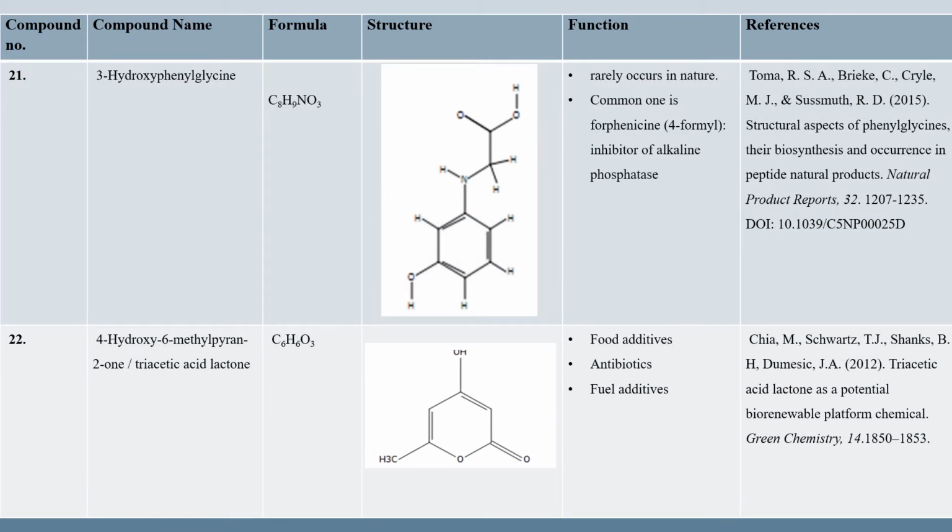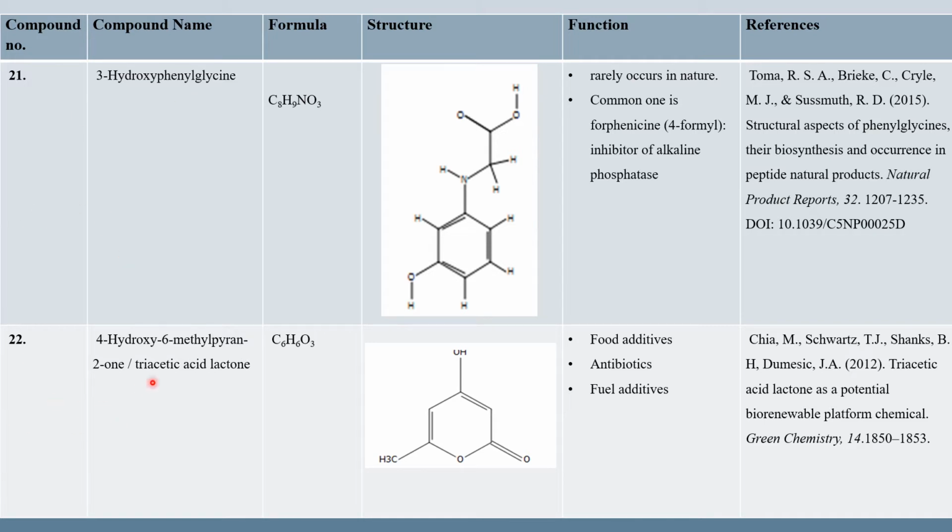So now we look into compound 21 and compound 22. So compound 21 is known as 3-hydroxyl glycine. From the glycine, you're somehow able to guess that they are a form of amino acid. However, this kind of compound rarely occurs in nature. The common one is known as 4-phenylglycine, where you replace the 4-formyl with the 3-hydroxyl group. So phenylglycine in general, their functional group functions in antibiotic synthesis and also as an inhibitor of alkaline phosphatase.